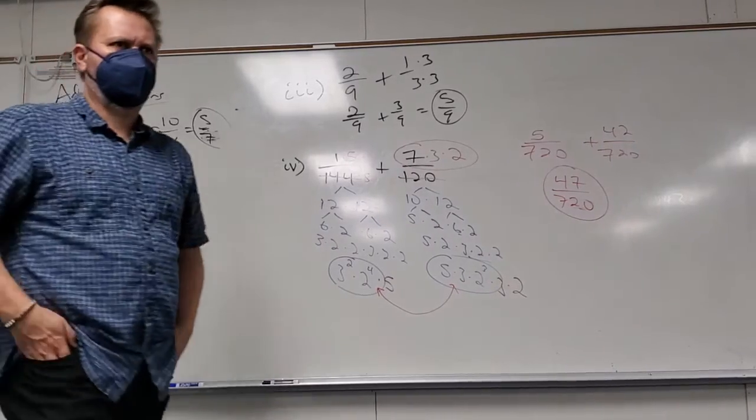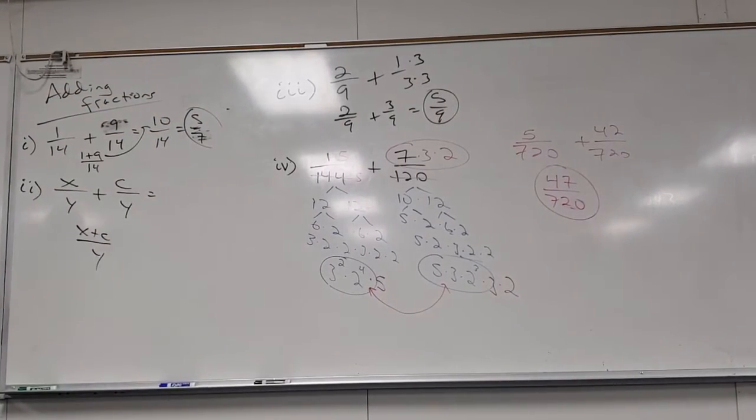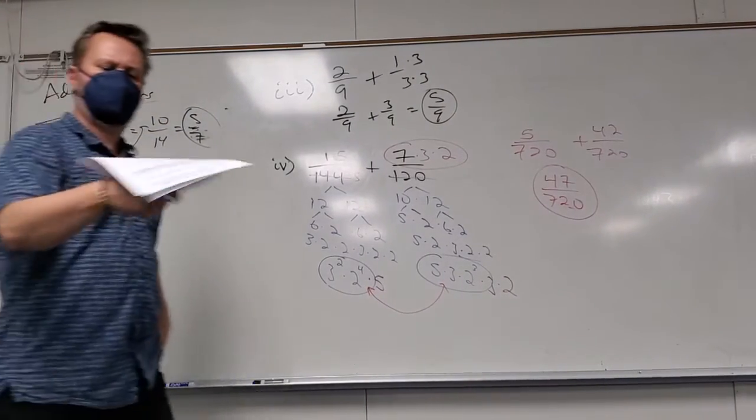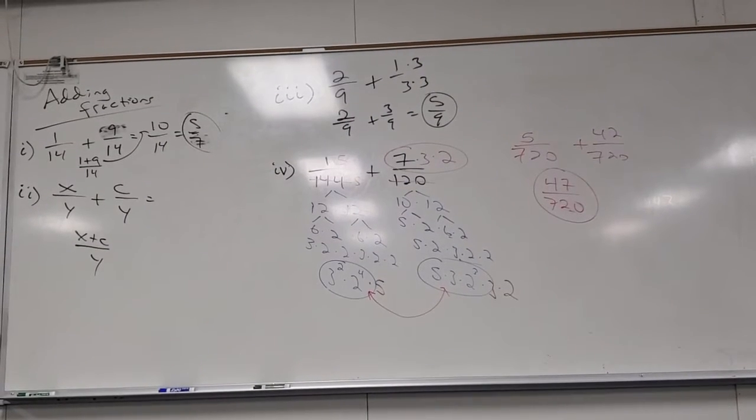Is it in part C? Are those the ones that are given? So the side that says adding fractions with unlike. Yes.